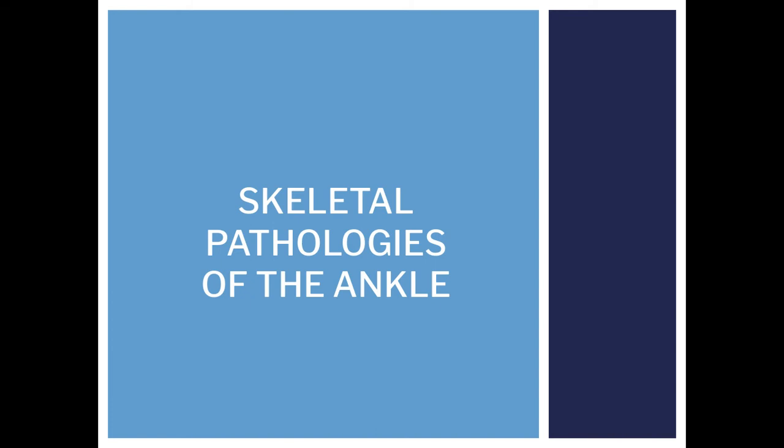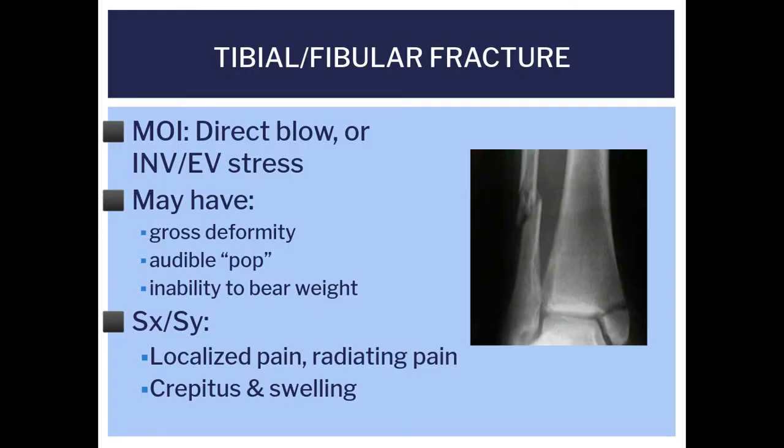Last thing we'll talk about are just the skeletal pathologies of the ankle. So you have your tibial and fibular fractures. These are fractures obviously affecting your tibia and your fibula. They're typically caused by a direct blow, or sometimes they can even be caused by too much inversion or too much eversion, so too much basically rotation of the foot. And you will typically have that gross deformity. A lot of times it looks like the foot is dislocated.